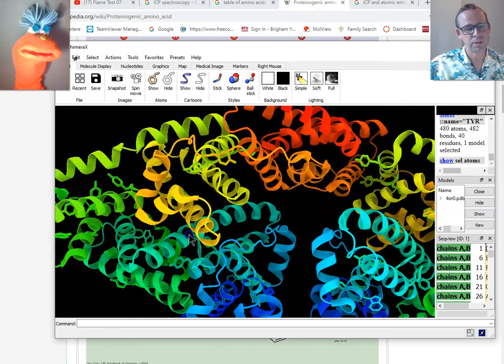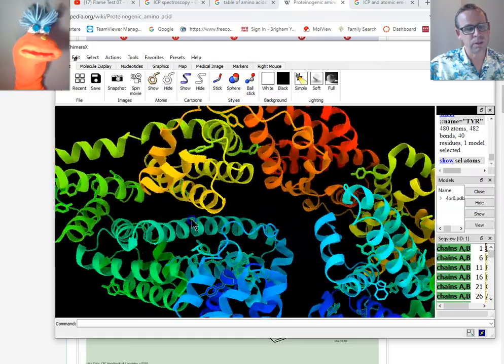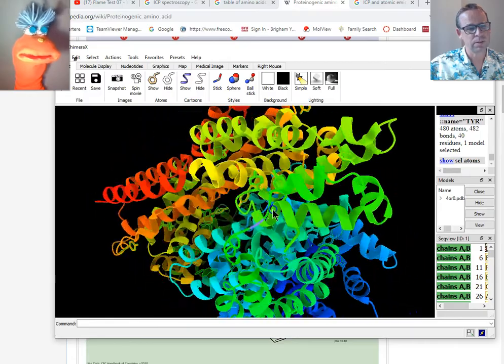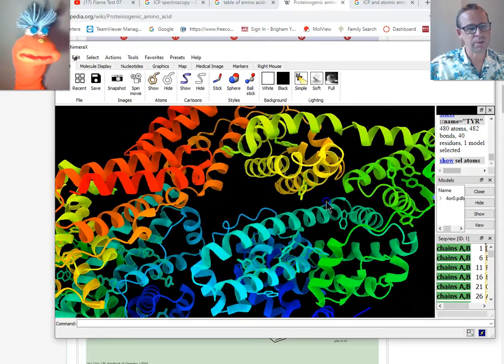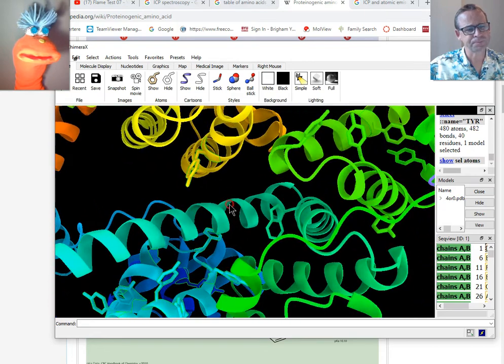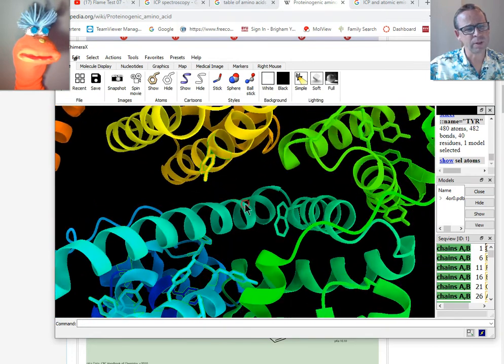Let's zoom in here, see if we can see some of these tryptophans and tyrosines. Lots of tyrosines here. Where's our tryptophan? There it is. Okay, so here we have a tryptophan and here we have a tyrosine.